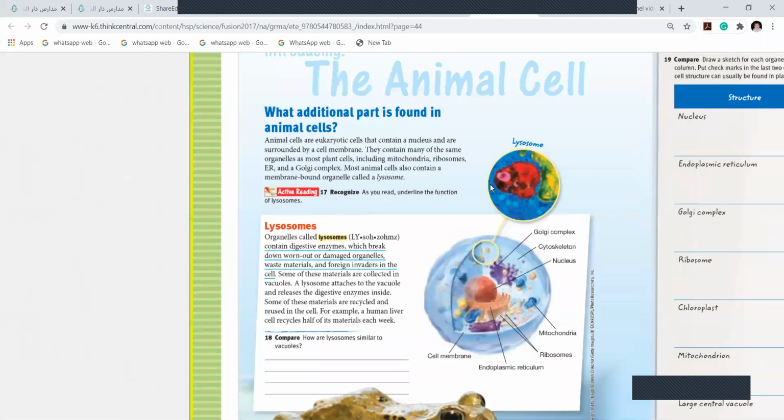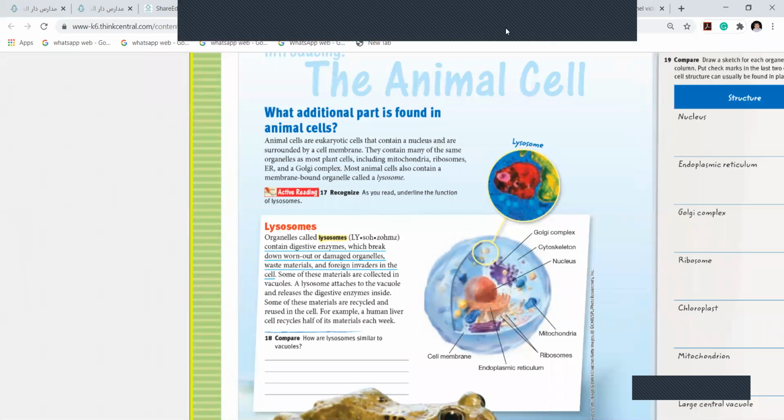Now here, what additional part is found in the animal cell? What do you have extra in the animal cell, which is not present in the plant cell? It is called lysosome. Girls, don't get confused with ribosome, because ribosomes are present in both. But when you see lysosome, lysosomes are only present in the animal cell.